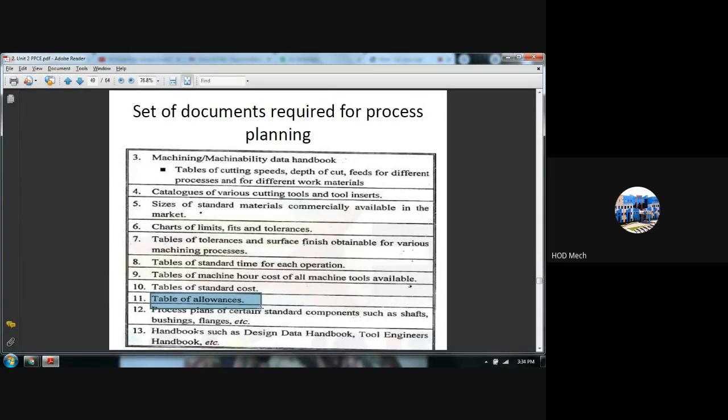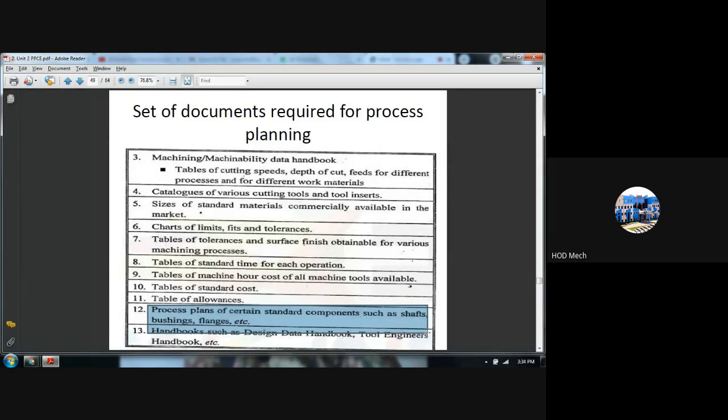In allowance, that allowance comes under material allowance, machining allowances, even operator allowance. Operator இருக்கான்னா, operator may need to go for some refreshment. So allowances are there, table of allowances. Then comes process plans for standard components: shaft, bushing, flanges, etc., couplings.